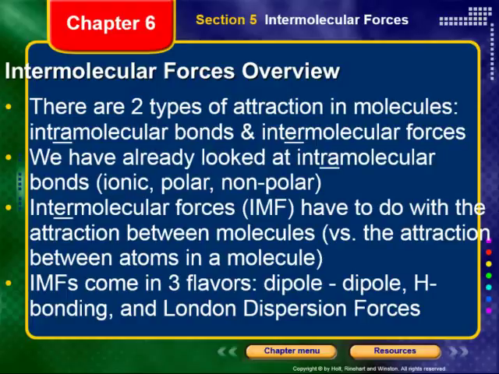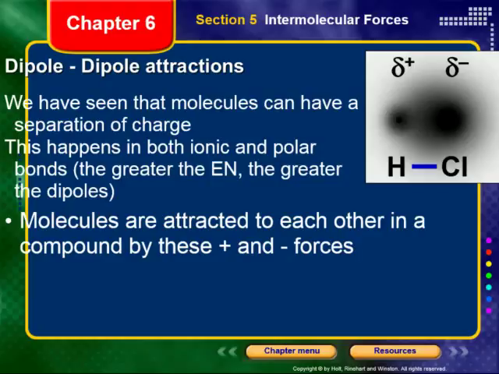Now, IMFs come in three different flavors, three different types. We're going to look at dipole-dipole. That's one type, dipole-dipole interaction. Hydrogen bonding, which even though it says bonding, it's not a type of bonding. It truly is intermolecular. And the last one we're going to look at is London dispersion forces. Sometimes just called London forces, same thing. Let's start with dipole-dipole interactions.